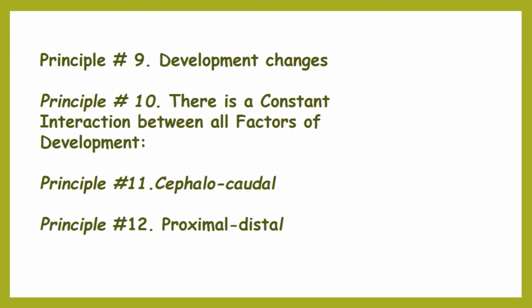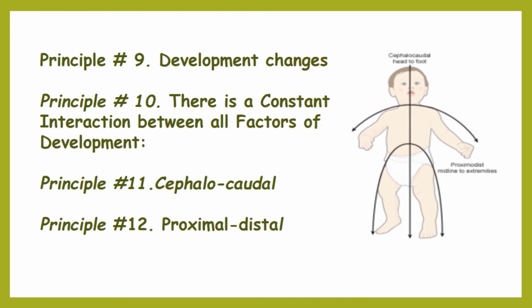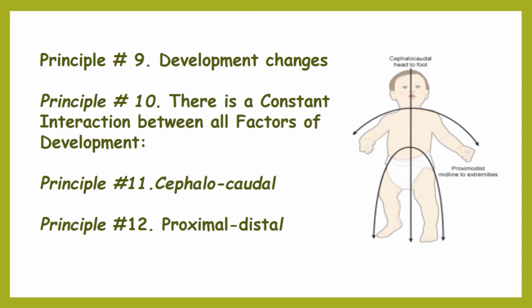Principle number 11 refers to the cephalo-caudal. Now there are two terms, cephalo-caudal and principle number 12, proximal-distal. These two terms basically talk about the direction of growth and development. When we are talking about the cephalo-caudal development, it is a type of development which takes place from head to foot, whereas in proximal-distal, the development takes place from the center to the outer parts of the body.